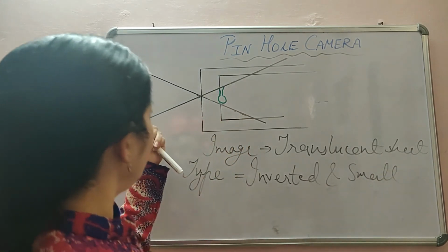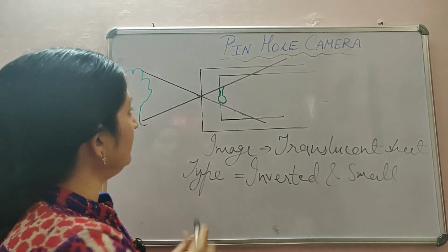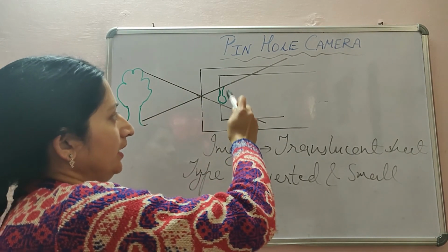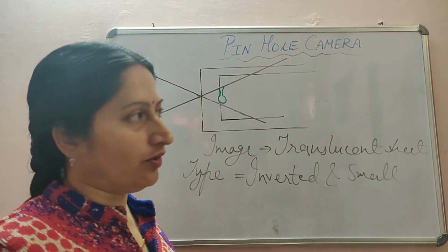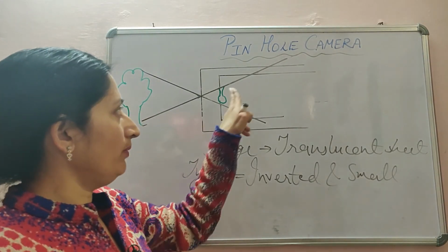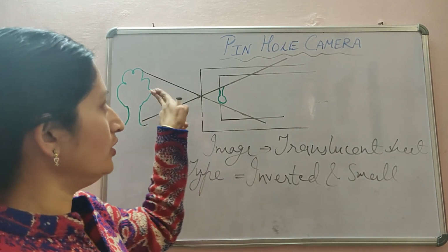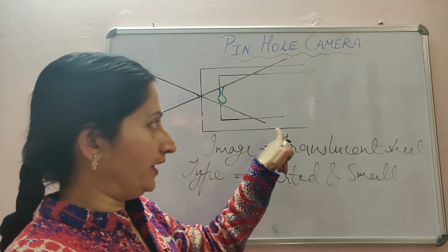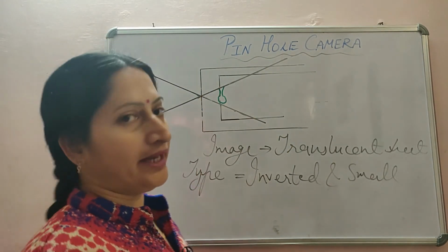As you can see, the object is much bigger, the tree is very big, and here an inverted and small image is formed. So why is this there? It is formed like this, inverted and small, because of the rectilinear propagation of light.